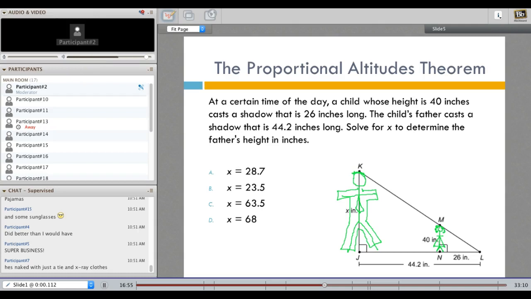Anyway, all right, so we're going to solve for x to determine the father's height in inches. Okay, so just regarding my terrible drawing, let's go back and remember what the theorem says. So we have the proportional altitudes theorem. So what kind of triangles do we have here? We really have two triangles, right? And a lot of times, we'll start running into this type of picture quite often from now until the end of the year, where you have a large right triangle and then a smaller right triangle inside of it.